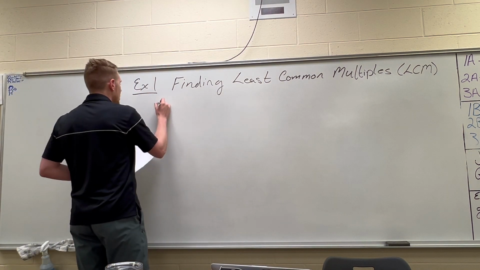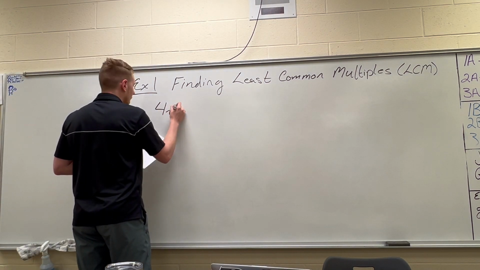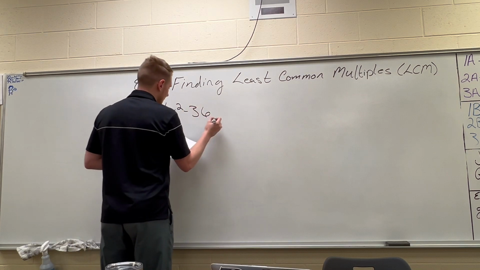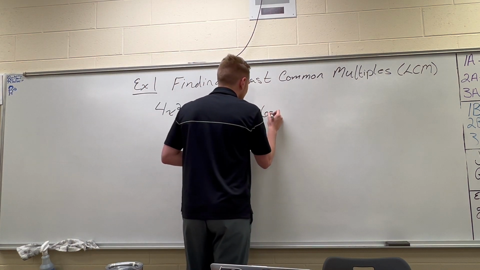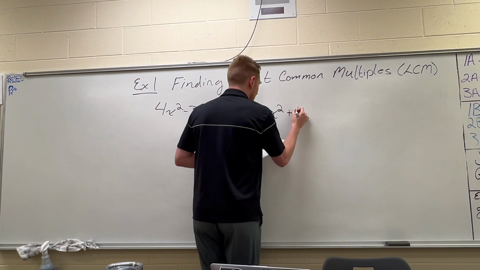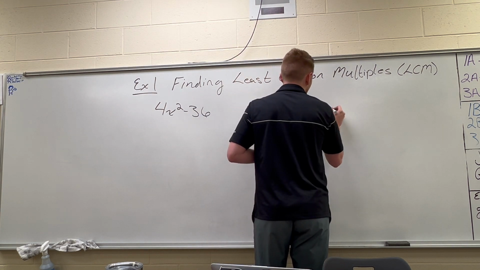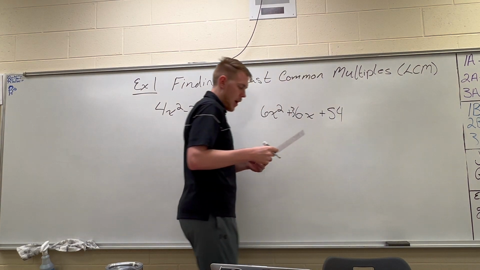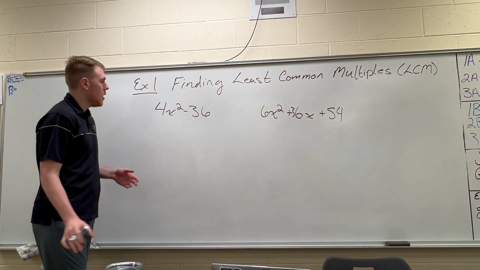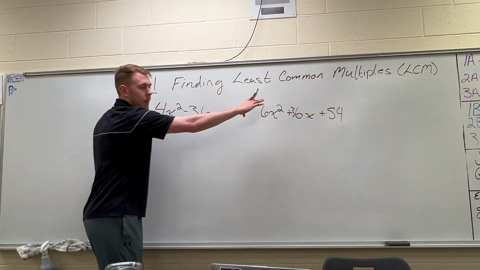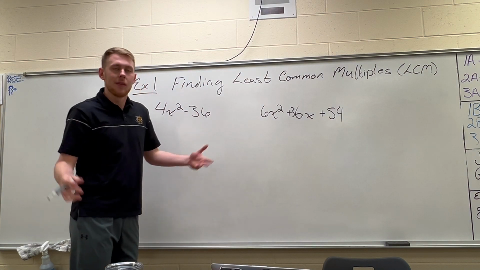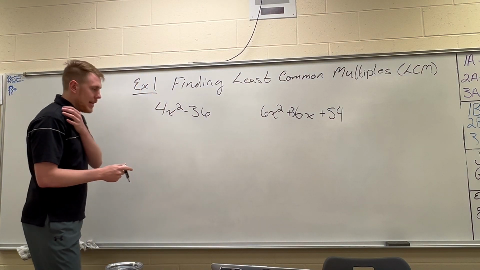Well, let's talk about it. You have 4x squared minus 36, and you have 6x squared plus 36x plus 54. Okay, here you go. First off, this is one problem. It's just two separate equations. Here we go. Find the LCM.